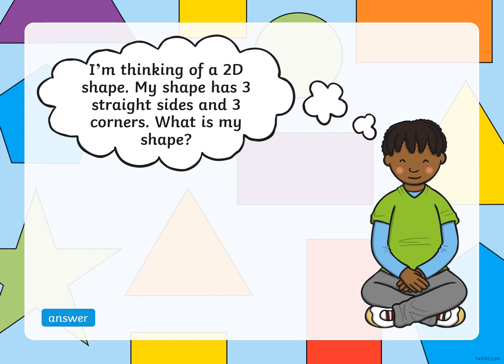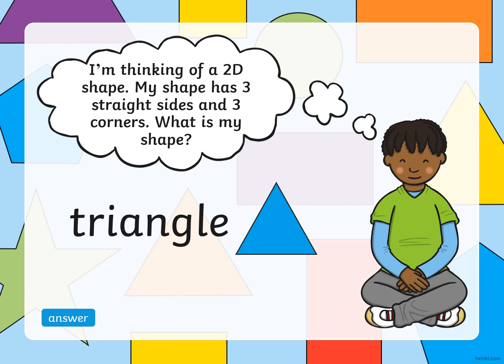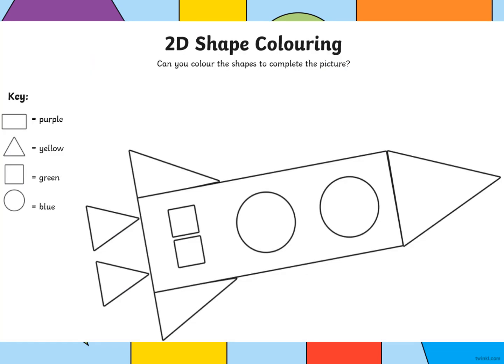All right, guys, this young man says, I'm thinking of a 2D shape. My shape has 3 straight sides and 3 corners. What is my shape? Oh, we should know this. Have a think. Right, I'm going to click answer. You ready? It's a triangle. It has 3 straight sides and 3 corners. Yeehaw!